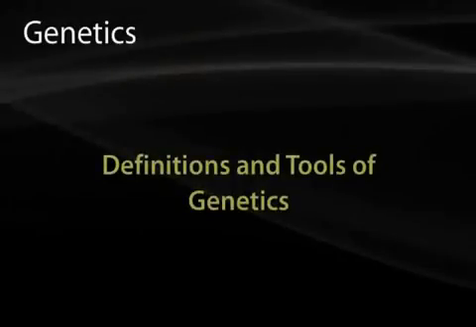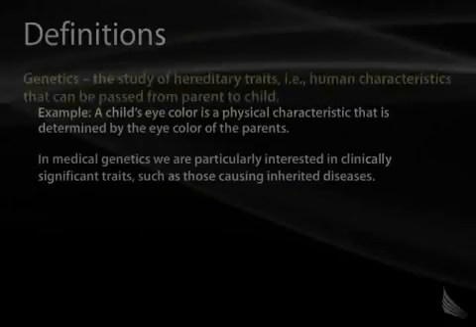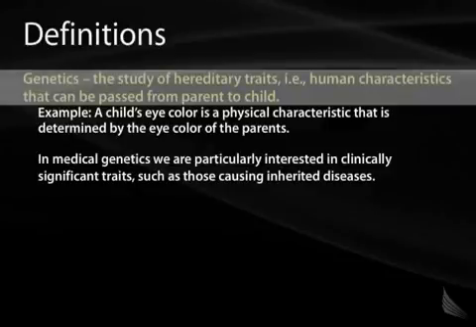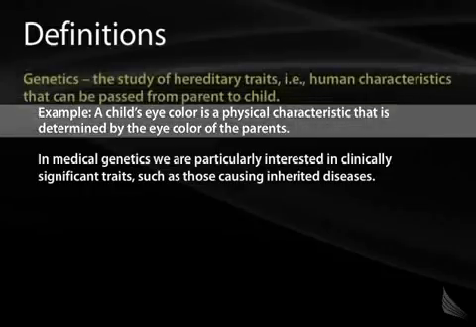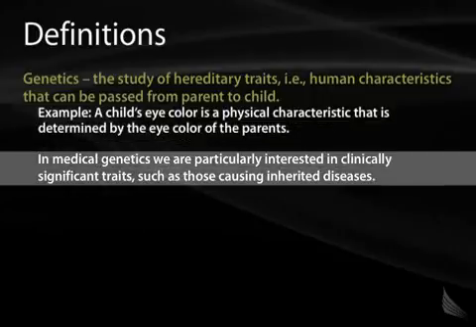Let's begin talking about a few definitions and tools of genetics. So genetics is the study of hereditary traits, or in other words, human characteristics that can be passed from parent to child. An example of this could be a child's eye color. It's a physical characteristic that is determined by the eye color of the parents. In medical genetics, we're particularly interested in clinically significant traits, something that causes a disease or something that may make somebody more prone to developing a disease.